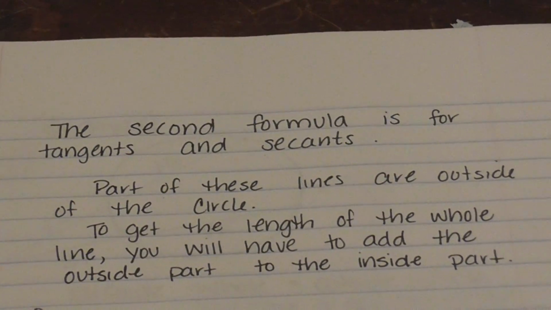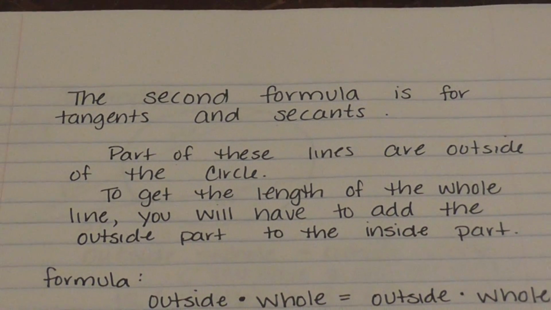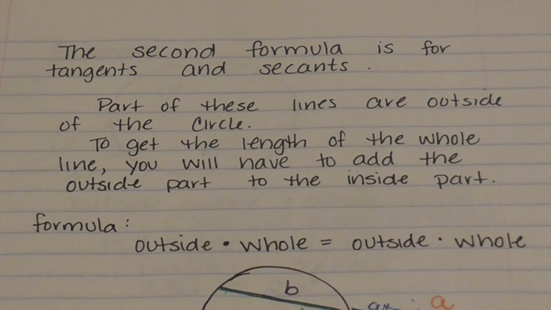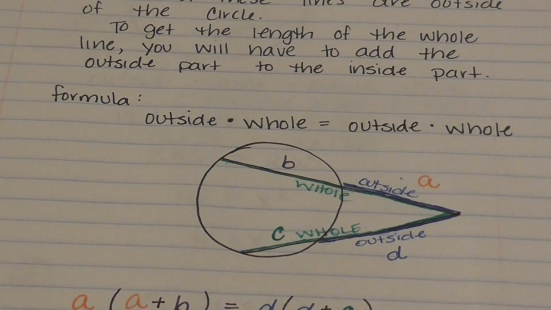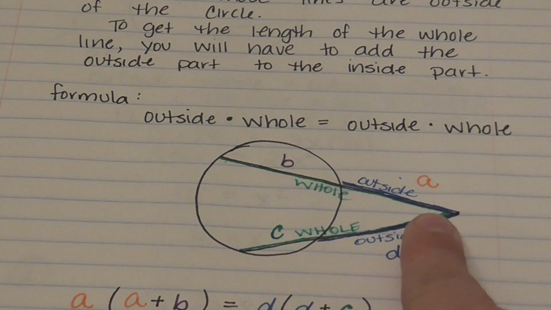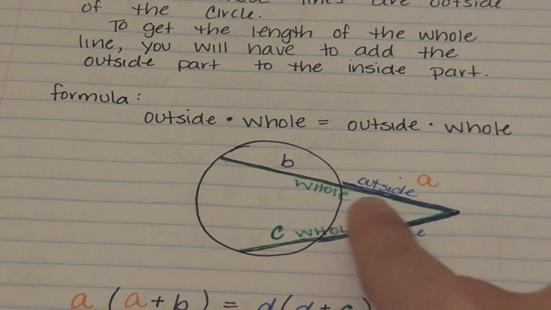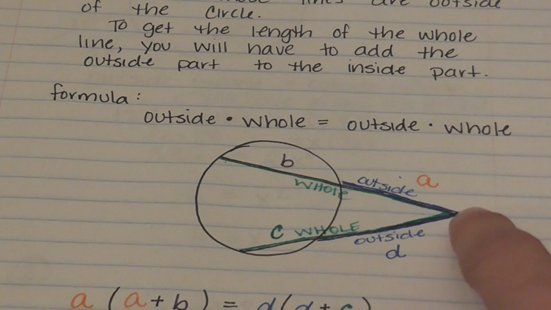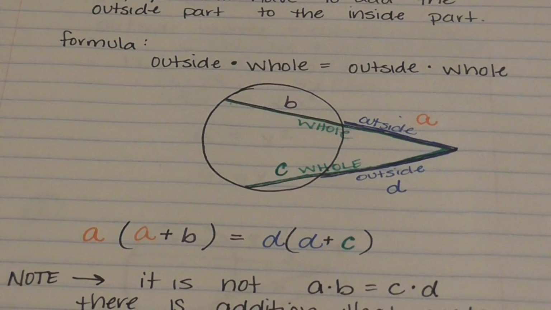The second formula is for tangents and secants. Parts of these lines are outside the circle and other parts are inside the circle. To get the length of the whole line, you're going to have to add up the outside part to the inside part. The formula is outside times whole equals outside times whole. The outside portion is the portion that lies outside of the circle. The whole length, you've got to take into consideration the inside and the outside portion together. So this is outside, where the whole would start here at the intersection point and go all the way down to where it touches inside the circle.